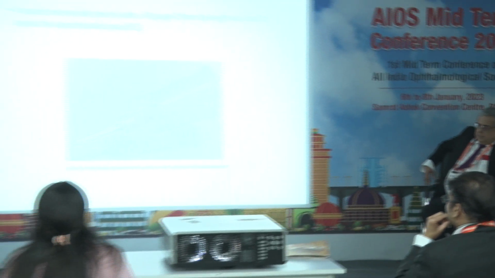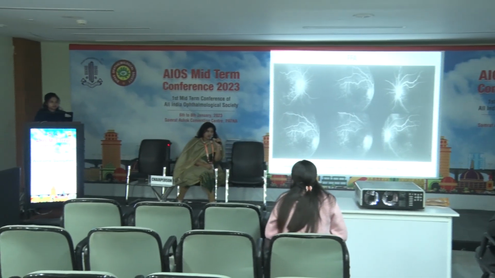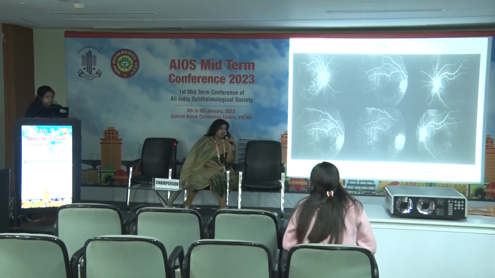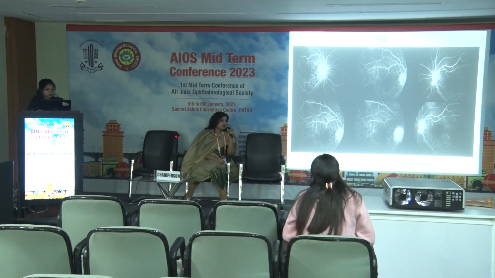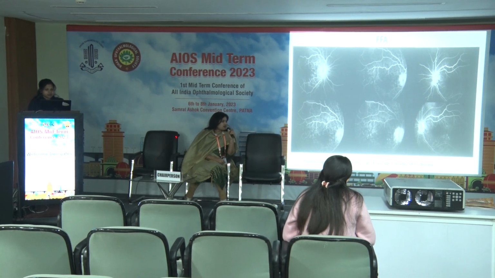So in the management of VKH, I think the role of immunosuppressive agents is very, very important, and you will have to put your patient on immunosuppressive agents for at least 2 years. One more thing, can you go back to the fundus fluorescein angiography? So if we see, sir, the right eye has florid manifestations, but the left eye has some disc staining and some staining just near the fovea.